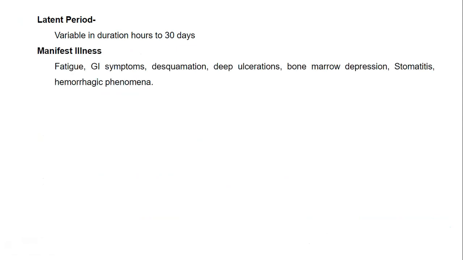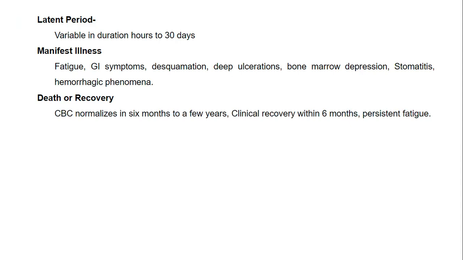So what is the latent period? It is variable in duration, from hours to 30 days. Manifest illness includes fatigue, GI symptoms, desquamation, deep ulceration, bone marrow depression, stomatitis, hemorrhagic phenomena, and so on. Are they curable, or could they cause death? Again, it depends upon the amount of exposure one receives.